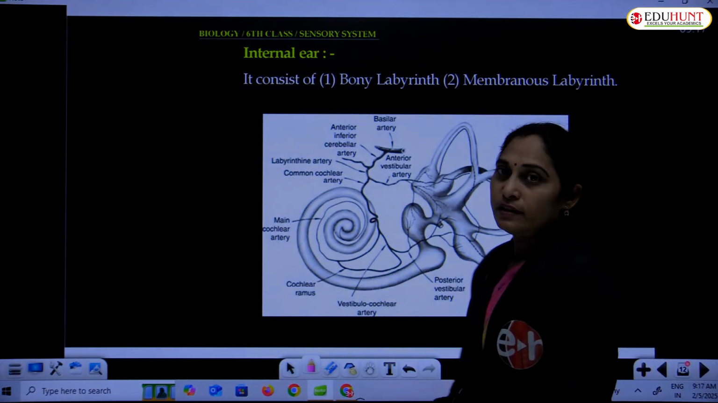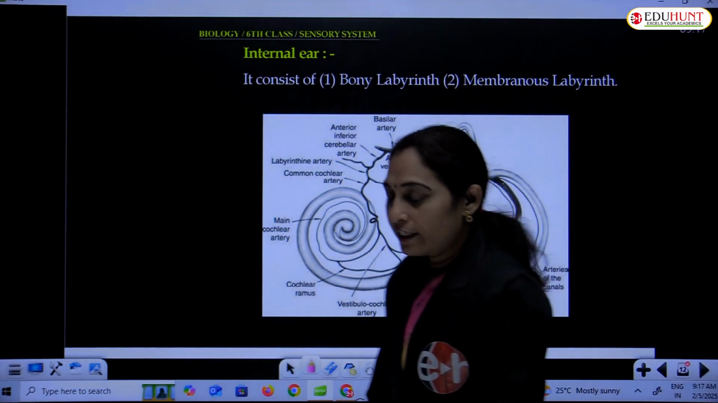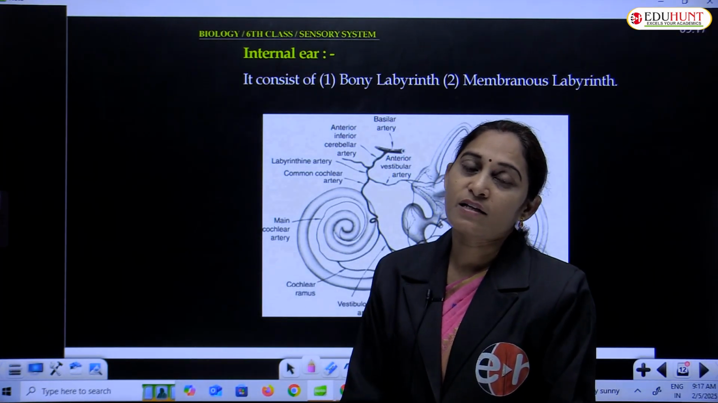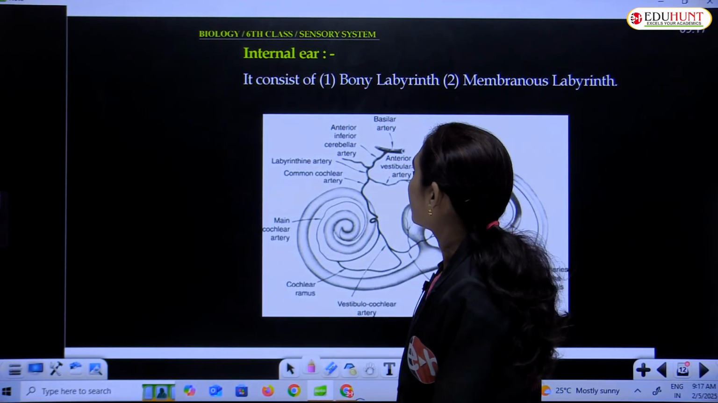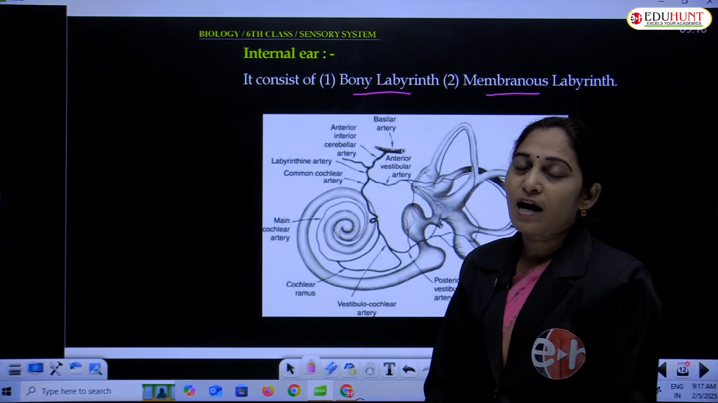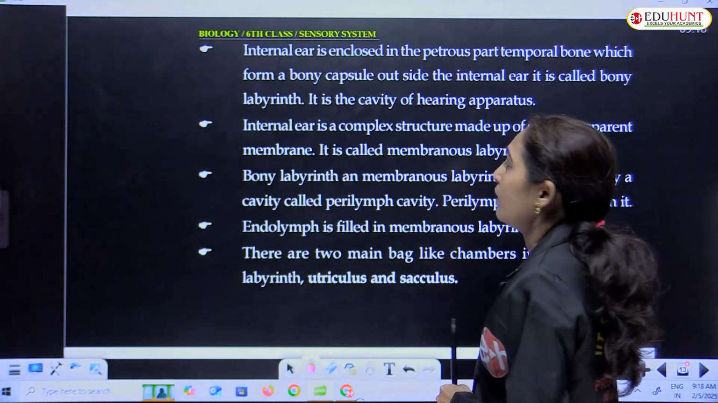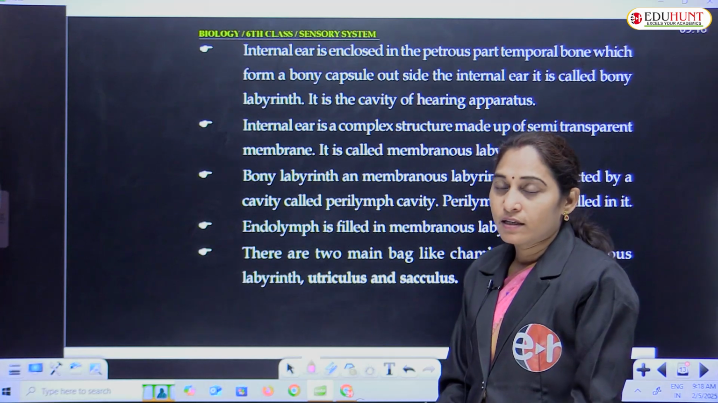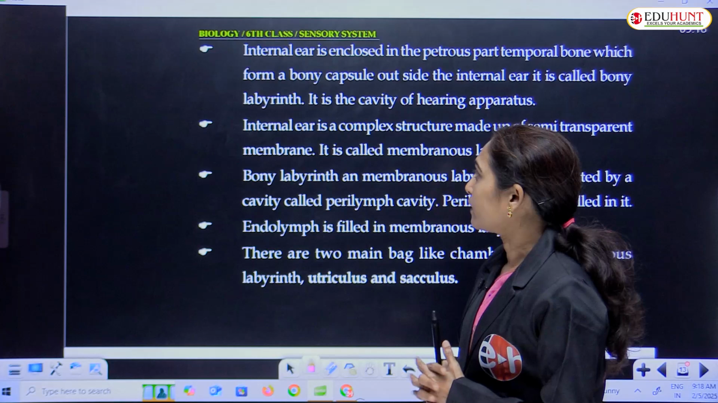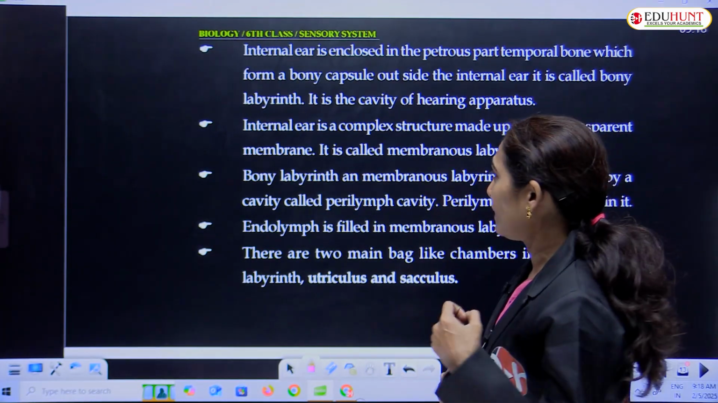నౌ ఇట్ ఈస్ ద టైమ్ టు డిస్కస్ అబౌట్ ద ఇంటర్నల్ ఇయర్. ఇంటర్నల్ ఇయర్ కన్సిస్ట్ ఆఫ్ 2 parts, bony labyrinth, membranous labyrinth. Bony labyrinth ante the part of the internal ear made up of bony structure, and membranous labyrinth ante it is a membranous part which forms the internal part of the ear. Ante kaadu, there is a cavity between these two.